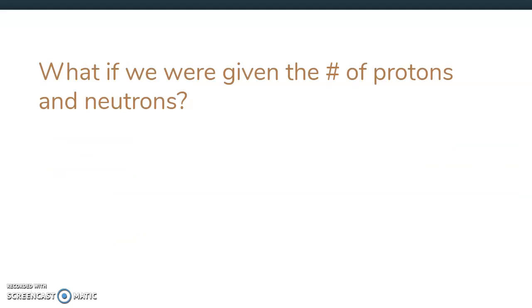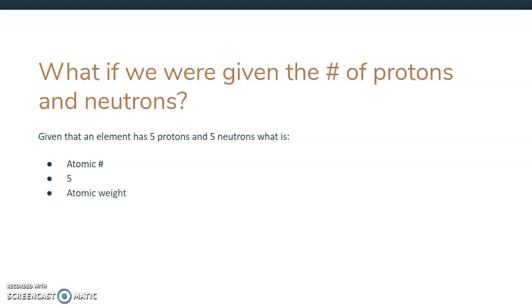But what if we're given the number of protons and neutrons and not the atomic weight or the atomic number? So, for example, an element that has 5 protons and 5 neutrons, what is the atomic number? Well, using our definition that the atomic number is the same as the number of protons, our atomic number is 5. And then using the definition that our atomic weight is the number of protons plus the number of neutrons, we have an atomic weight of 10. And of course, our number of electrons is the same as our atomic number and our number of protons, so that is still 5.